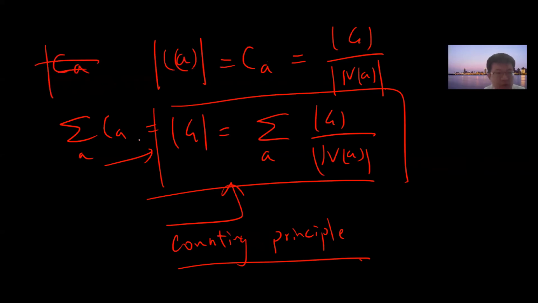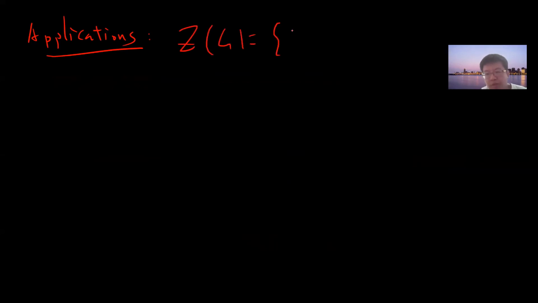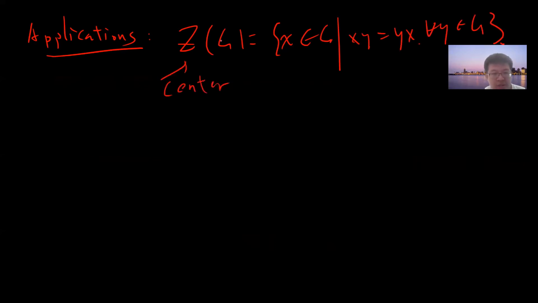So let's talk about applications. This application is not very difficult. Remember that we defined the center. The center of group G is all the elements in G such that they commute with all the elements. This is the center, and obviously the center is a normal subgroup of G.